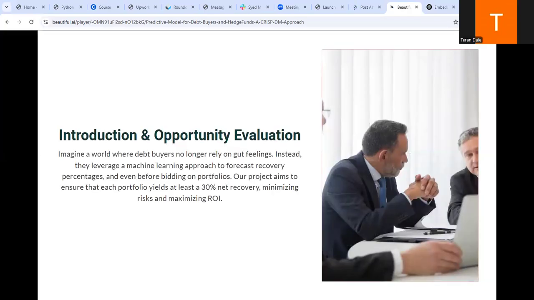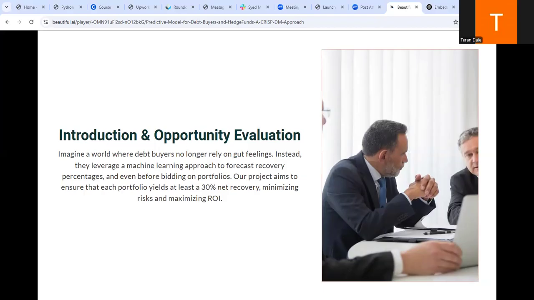So, folks, just imagine a world where debt buyers no longer have to rely on a gut feeling or simply heuristics to assess whether a debt portfolio is worth buying. Instead, they can use a data-driven machine learning approach to forecast how much they can recover even before making a bid on and acquiring a particular portfolio. Most of these portfolios are in a bid process based on points, X amount of cents on the dollar.